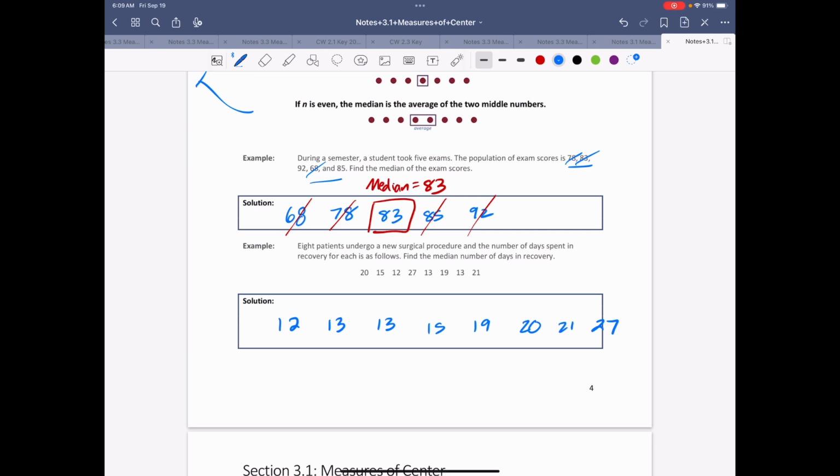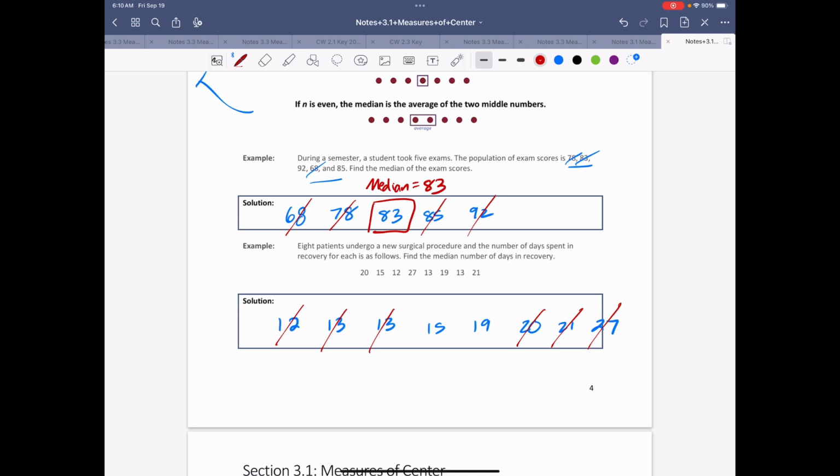And it says 8 patients undergo a new surgical procedure, and it gives the days of recovery. The other one was about exams. Here's what I'm going to do. I'm going to say it's not the first or the last. It's not this, it's not this, it's not this, it's not this. And this is that same thing as that even and odd, but to me it's just easier.